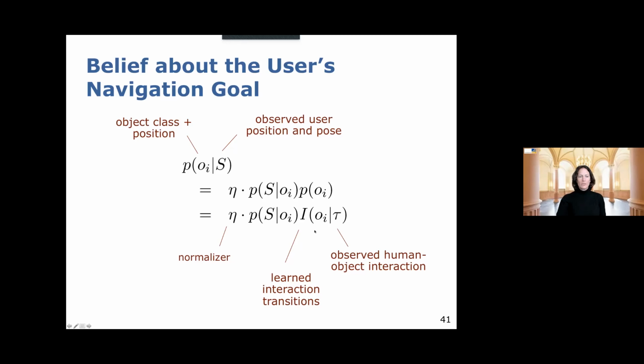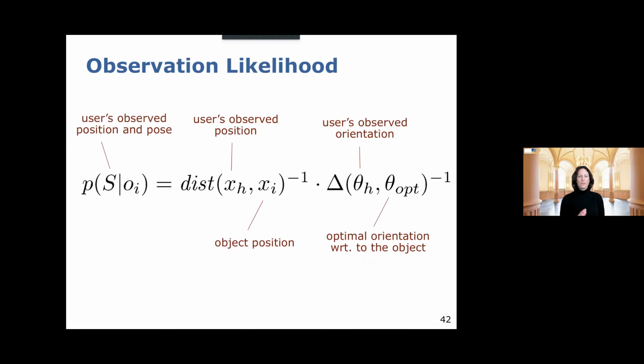And this here is the observation model. So assume that object OI was a navigation goal. How likely is the current observation about the user position and pose? And this is calculated using the inverse distance of the user to the object and also the inverse orientation difference of the user towards the object. So basically, the closer the user is to the object, the more likely it is that the user will interact with the object next.